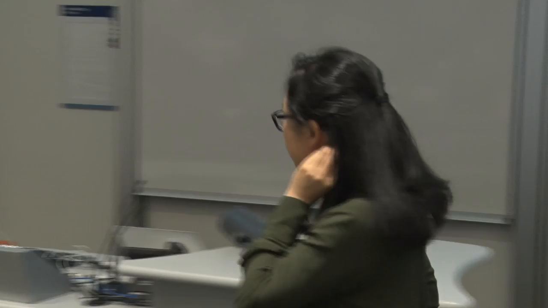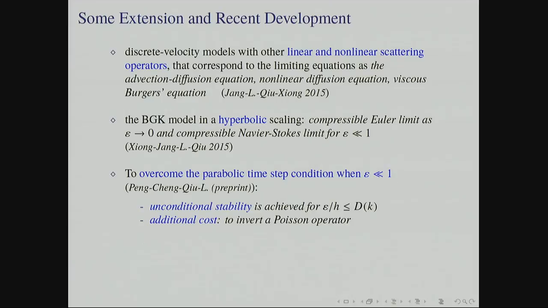That's right. For the bulk part of my talk, because it's essentially explicit in nature, we get this parabolic type of time step condition. But in our recent work, the work I mentioned, we try to get rid of that by paying a cost. If we're willing to invert a Poisson operator, we can get unconditional stability for small epsilon. Okay, thank you.